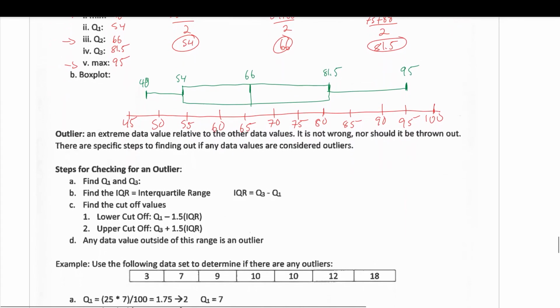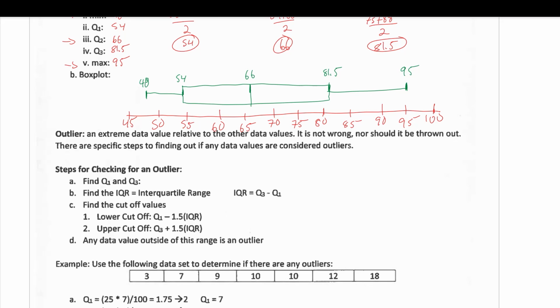All right, now we're going to talk about outliers. Okay, so how to identify if we have an outlier in our data. So an outlier is an extreme data value relative to the other data values. This outlier is not wrong, and it shouldn't necessarily be thrown out. But there are specific steps in finding out if any of the data values are outliers. Okay, there could be an explanation for that value being so far away from all the rest of the values, but it's not wrong essentially. Okay, you always have to account for it. In some situations, people do throw them out depending on what they're trying to establish. So it's always on a case-by-case basis. All right.